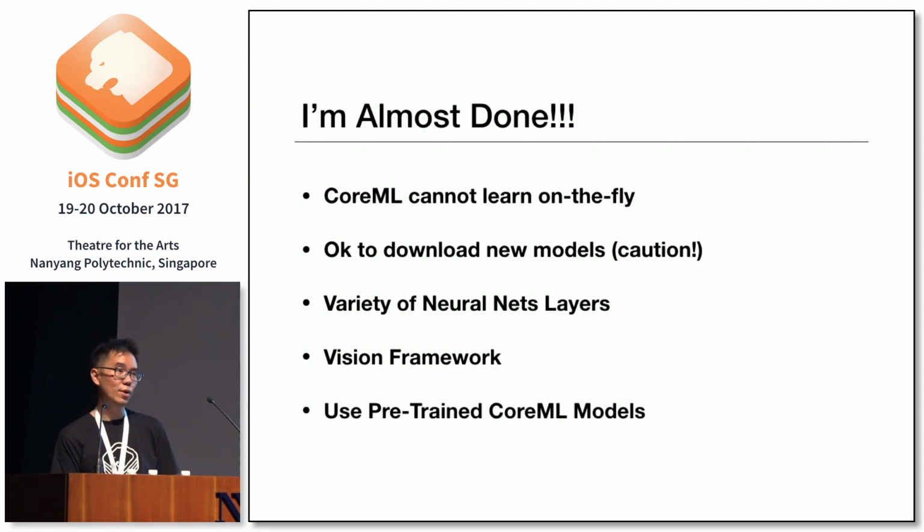And if you're not feeling up to creating your own models and training them, you can always make use of pre-trained models. Apple has provided some pre-trained models that recognize some 1,000 different categories of objects in an image. Or you can obtain them from various research institutions and convert them to CoreML models on your own.